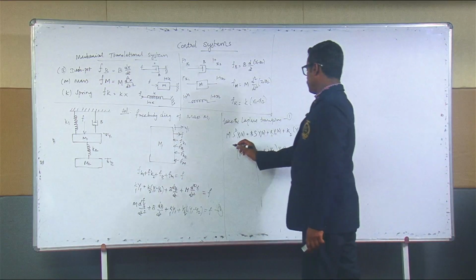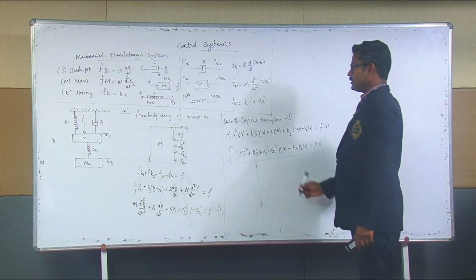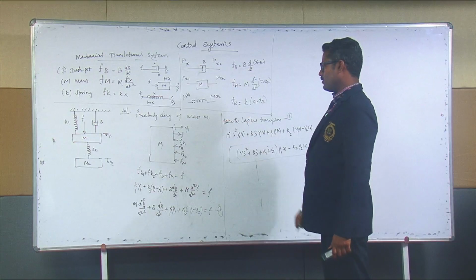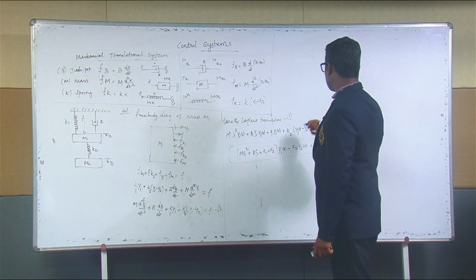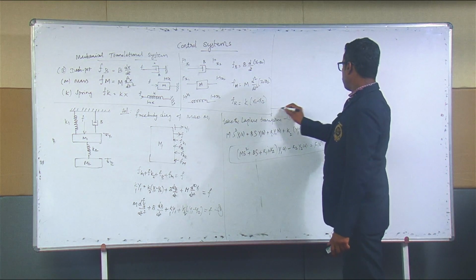So this is the mathematical equation for the first mass, and I'm going to derive the mathematical equation for the second mass. Okay, so we are going to write the free body diagram.